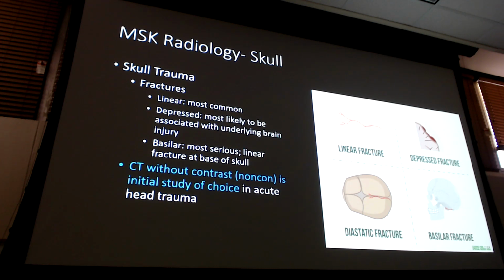And then your basilar is down here at the base of the skull. Basilar, base. That's the most concerning, because if that's fractured, then we're also definitely concerned about a C1, C2 kind of fracture, right? But CT without contrast is your study of choice for any acute head trauma. Any acute head trauma is a CT without contrast.